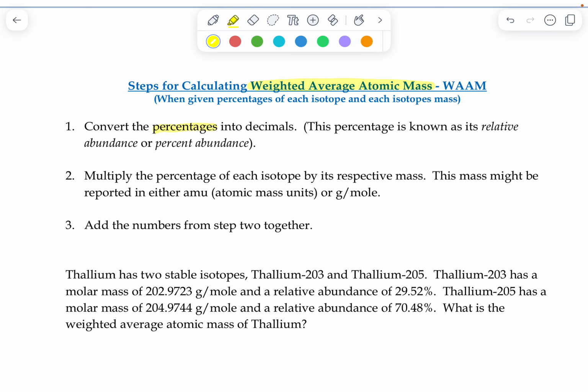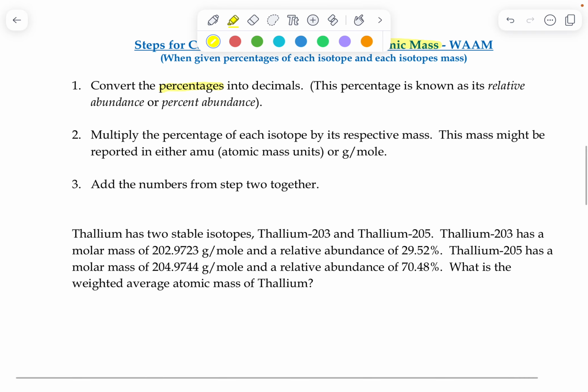Thallium has 2 stable forms. It gives us the mass of form number 1 and the percent abundance of that particular isotope of thallium. Then it gives us a second mass and percentage of the other isotope. And it wants to know what the weighted average is.